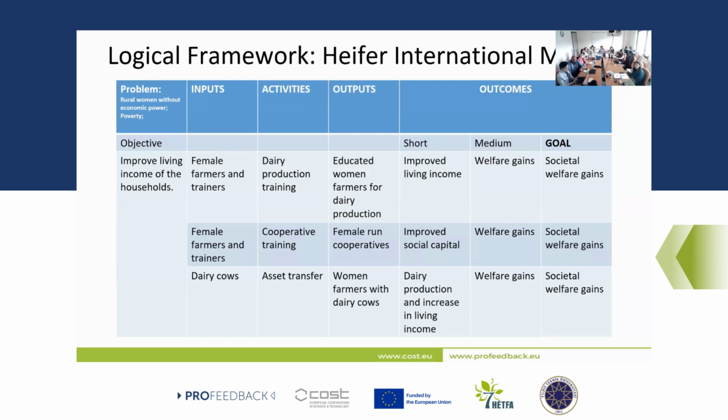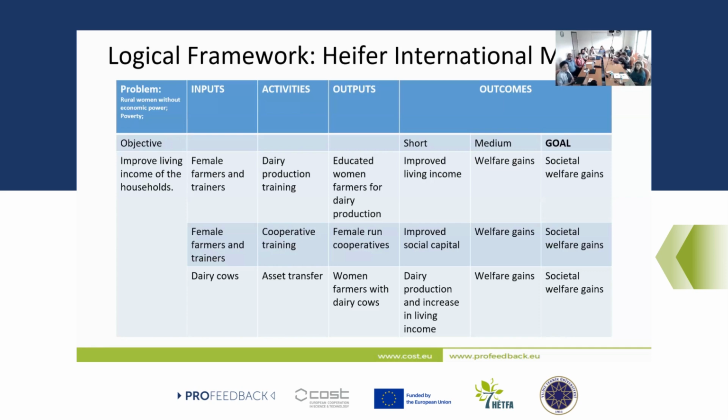The largest framework of this project, simply, the objective is to improve the income of the family. What are the inputs? Female farmers, trainers that are in the field, female farmers and trainees, and dairy cows. These are the inputs. What are the activities? Dairy production training for the cooperative, and asset transfer. These are the activities. What are the outputs?